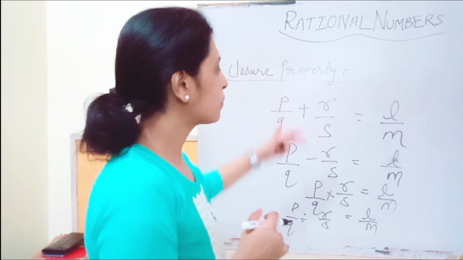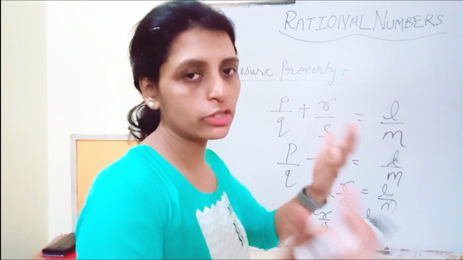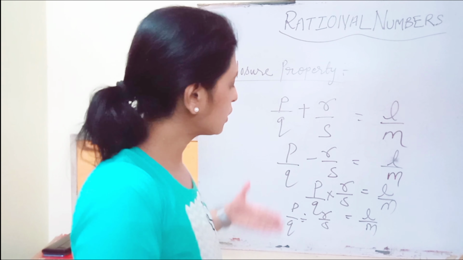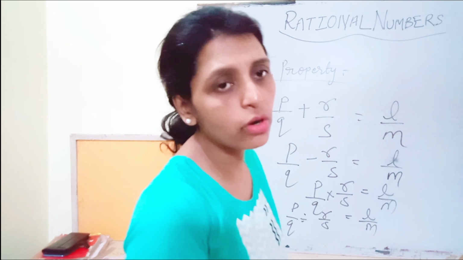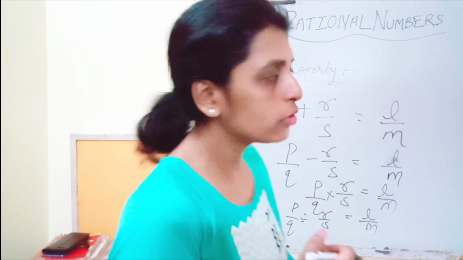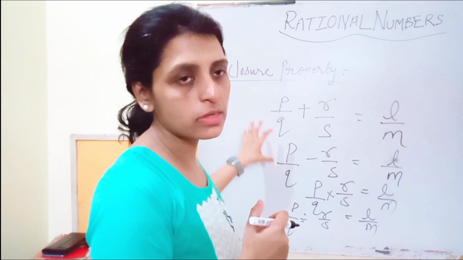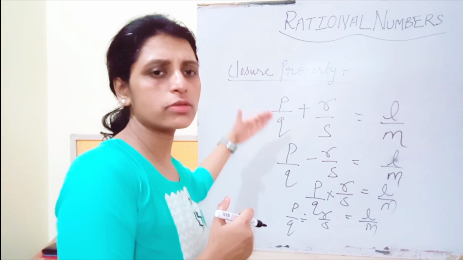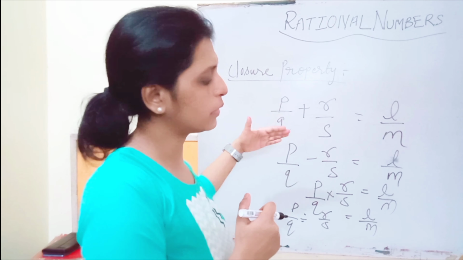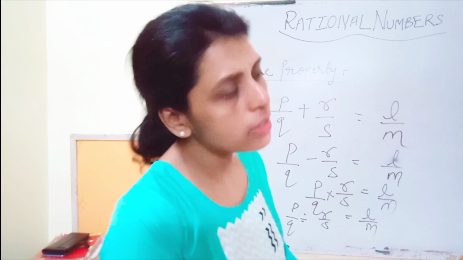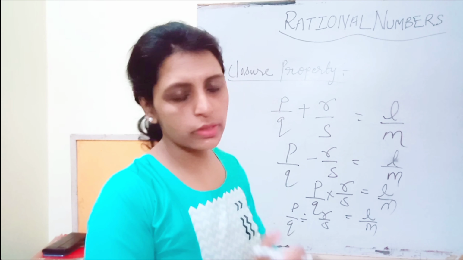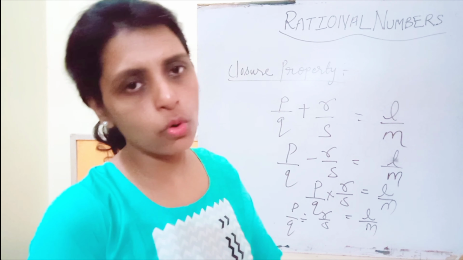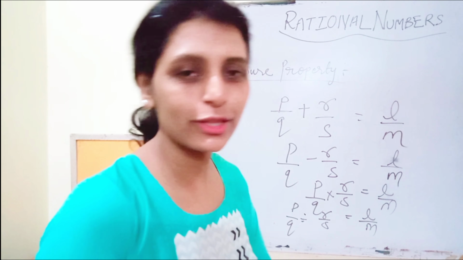So what is closure property? When we add, subtract, multiply or divide two rational numbers and we always get a rational number, then we say that rational numbers are closed under all the operations, because it holds for addition, subtraction, multiplication and division. Okay? So closure property is that rational numbers hold closure property under all the operations.